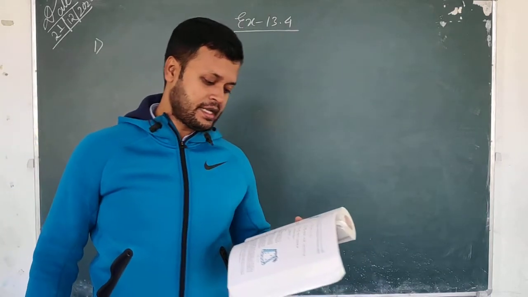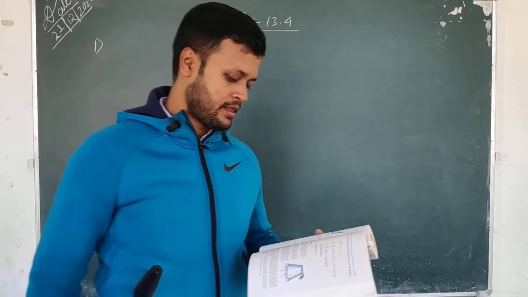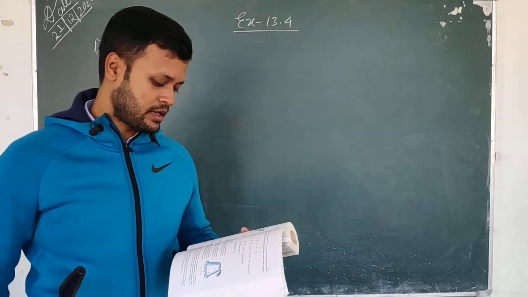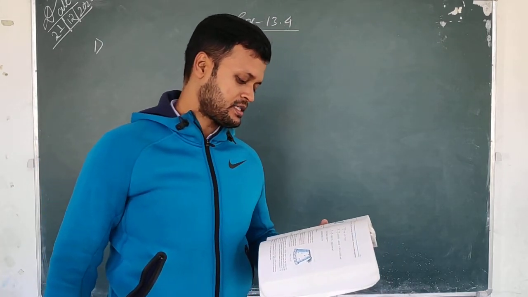A drinking glass is in the shape of a frustum of a cone of height 14 cm. The diameters of its two circular ends are 4 cm and 2 cm. Find the capacity of the glass.